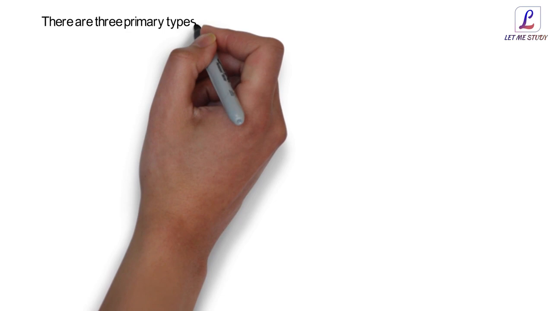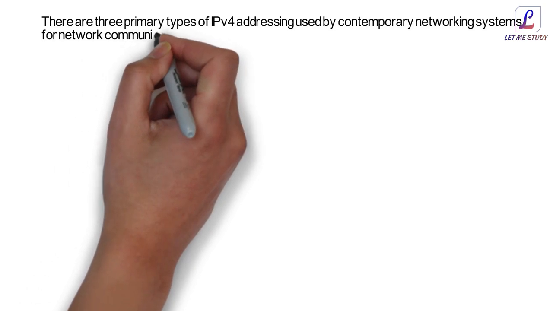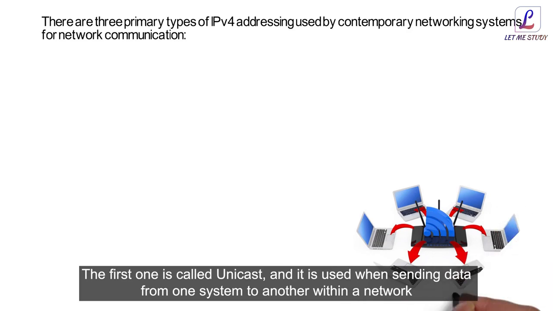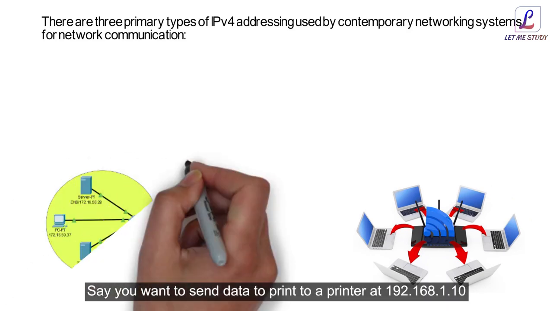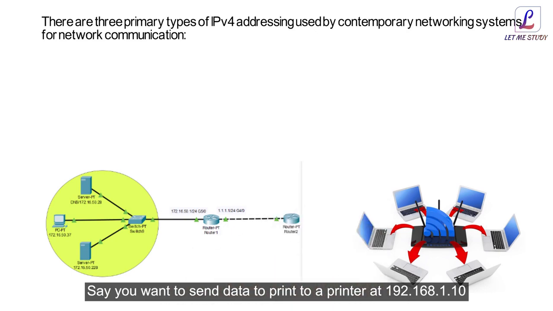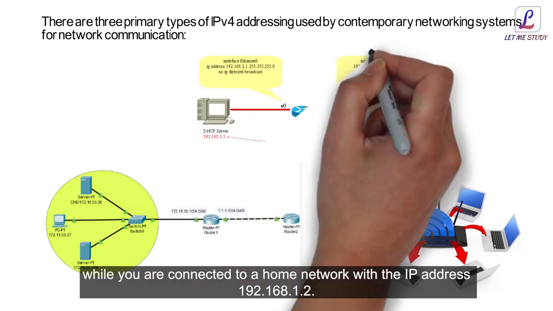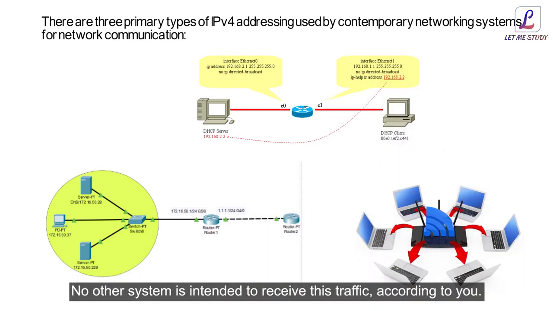There are three primary types of IPv4 addressing used by contemporary networking systems for network communication. The first one is called unicast, and it is used when sending data from one system to another within a network without intending for it to also reach any other systems. Say you want to send data to print to a printer at 192.168.1.10 while you are connected to a home network with the IP address 192.168.1.2. No other system is intended to receive this traffic.